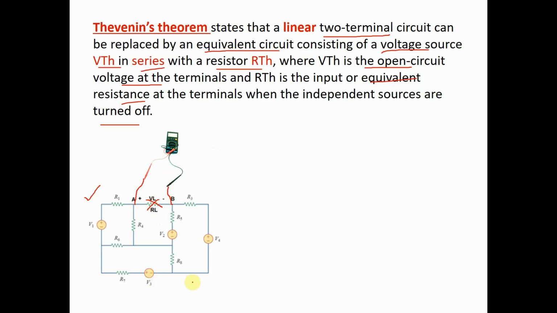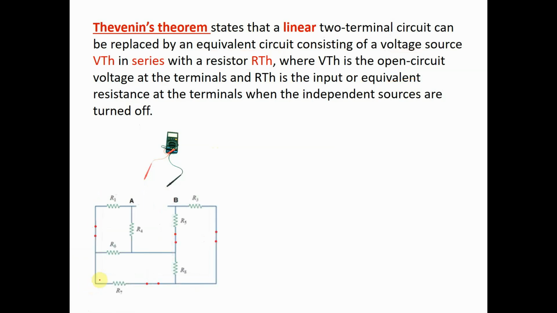Now, to determine the RTH, we have to remove all the sources and replace them with a short circuit. So I remove all the sources, and let us assume that there is no internal resistance. If there is an internal resistance, you have to put a resistor here, if there is a given internal resistance. But if there is no internal resistance, you have to keep it shorted.